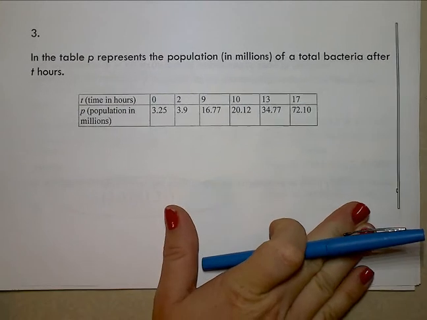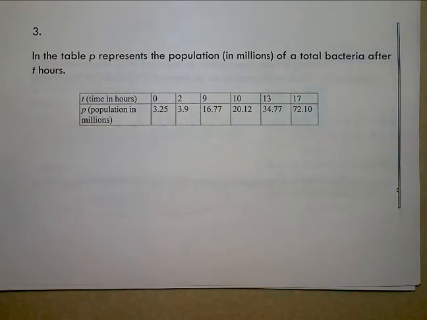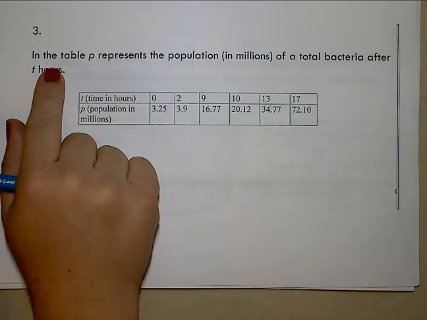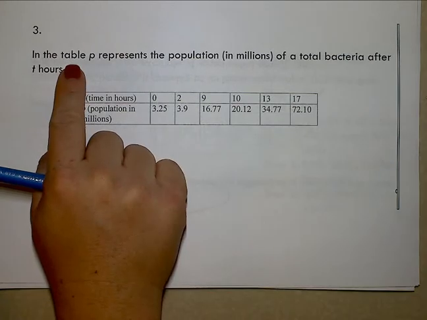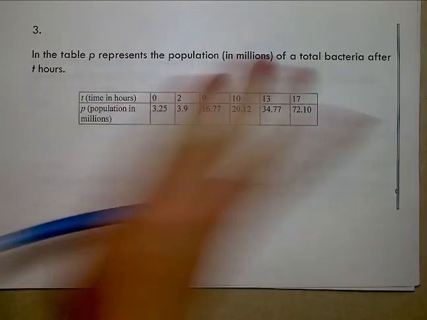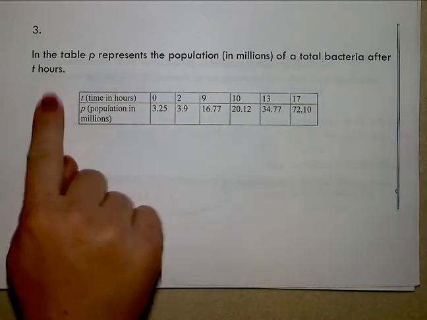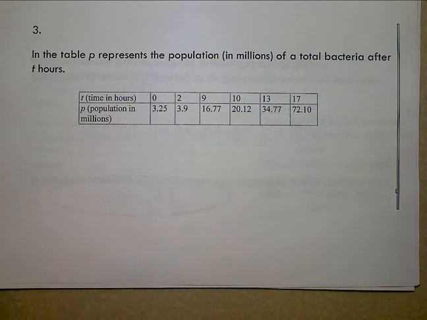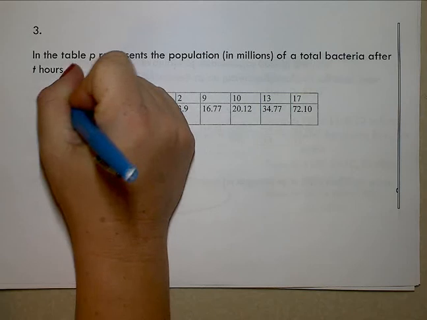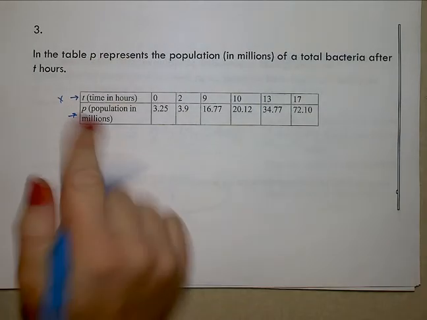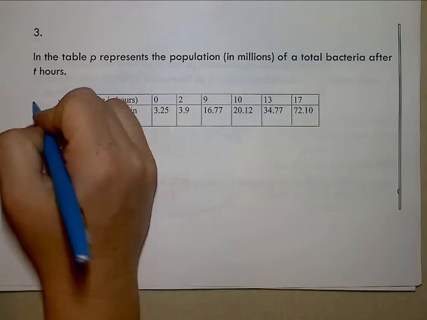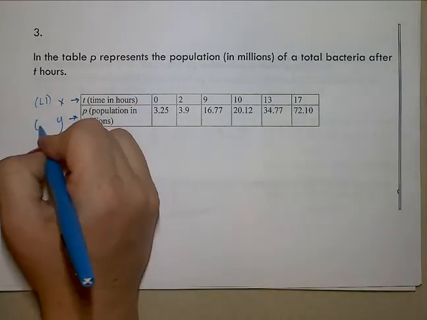So when you think about bacteria growing in a dish or cancer, most often that type of cells grows very rapidly and it grows exponentially over time. So that's one fact that you learned freshman year. So now we're going to apply that, and we want to come up with an equation that's going to model this. So in the table, P represents the population in millions of total bacteria after T hours. So time is always going to be your X. In this case, population in millions is your Y. When you plug it in, your L1 is X, and your L2 is Y.